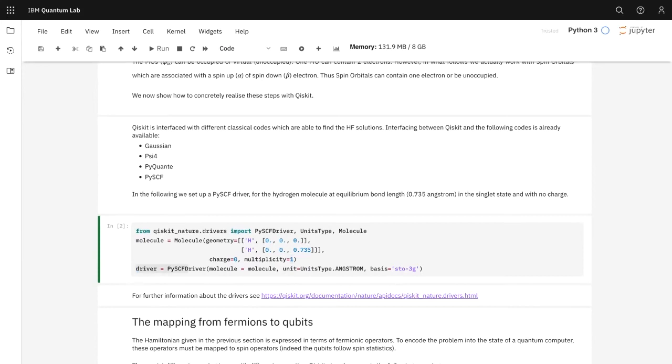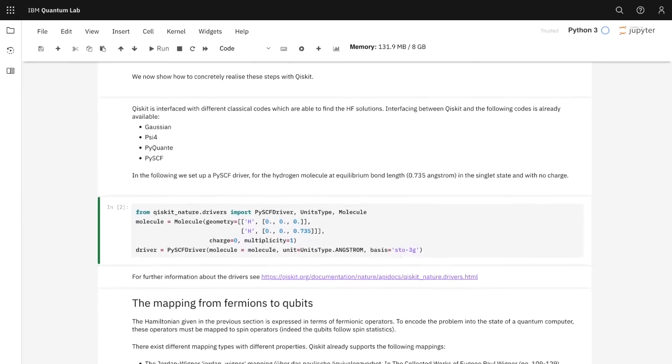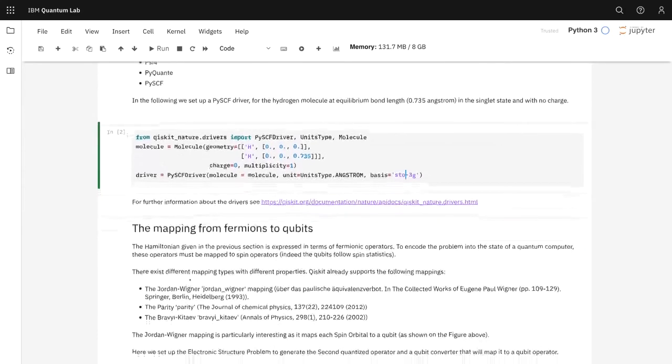And we set up this PySCF driver, where we pass the molecule units, which we're using as angstroms. And as a basis set, we use the minimal basis set that has one Gaussian basis function for each atomic orbital. Again, if you want to learn more, Qiskit has a very nice manual, and there is also the textbook with some examples.